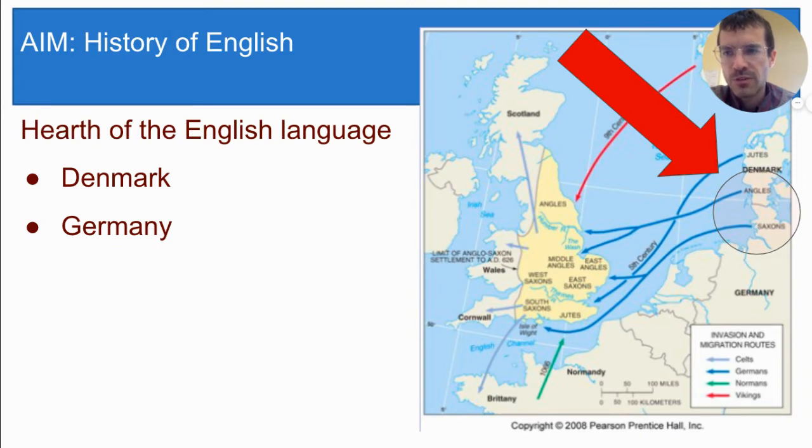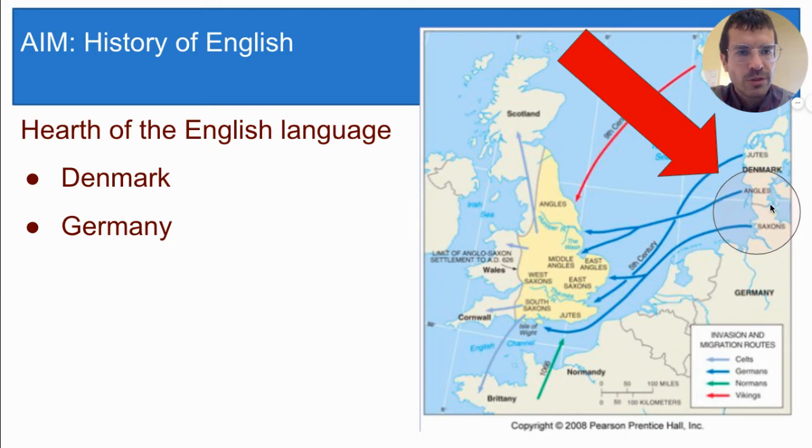In the 5th century CE, after the fall of the Roman Empire, 3 groups of people from this region, the Angles, the Saxons, and the Jutes, sailed across the North Sea and invaded the British Isles. So there was a large migration of people out of what is today Denmark and Germany and into what is today England. Take a look at this map.